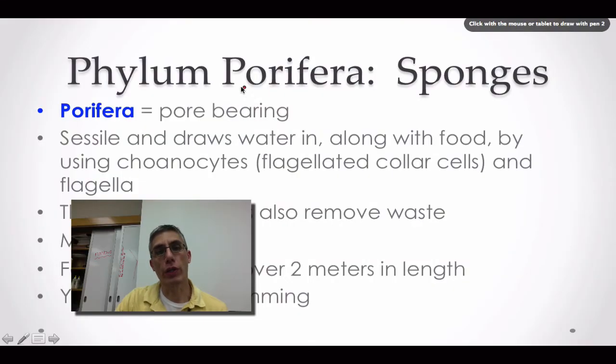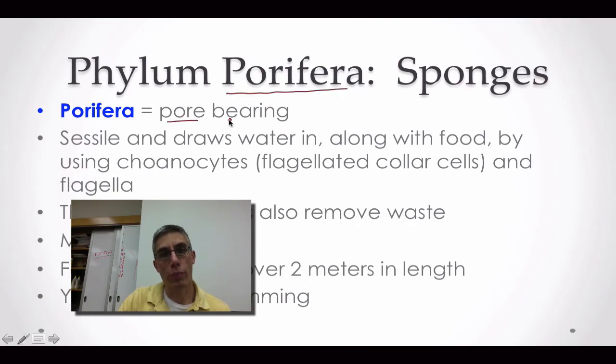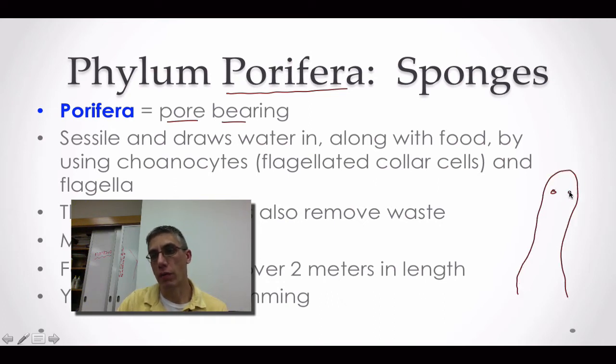So the phylum that we're going to be looking at is the Phylum Porifera. Now, Porifera means pore-bearing. So what we have is an organism that is made up of lots and lots and lots of very tiny holes. And so we call these tiny holes pores. Now, these holes are important because they act to draw water into the body of the animal. Now, as they draw the water in, they're also going to draw food in.